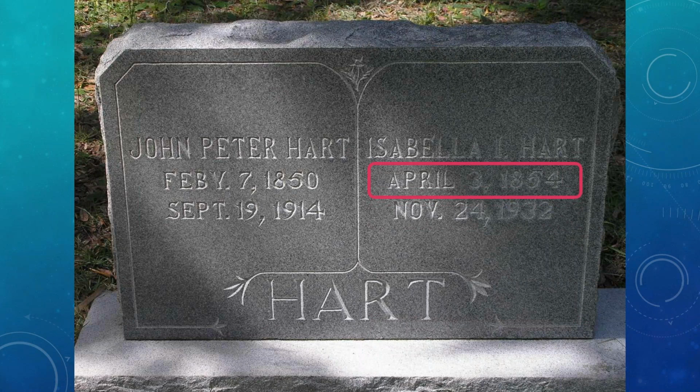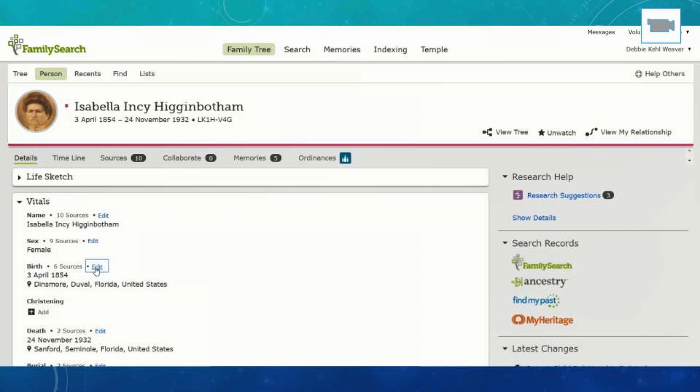When I go look at the headstone for Isabella Ince, you can see that they put in April 3rd, 1854. And knowing this family and how diligent they are about genealogy, they were pretty careful to make sure that they put in the exact and correct birth date. So I chose that as the date that would be used in FamilySearch.